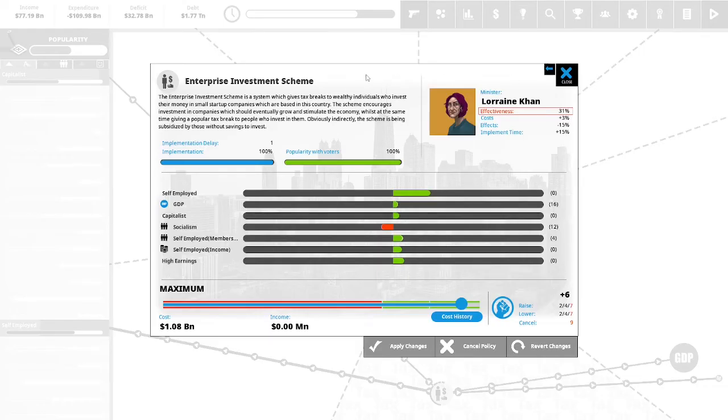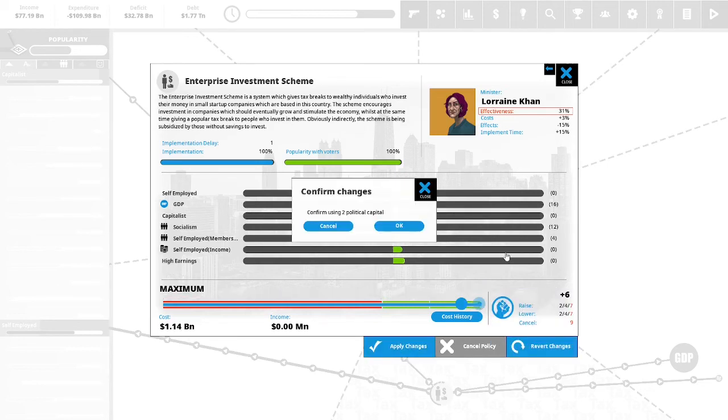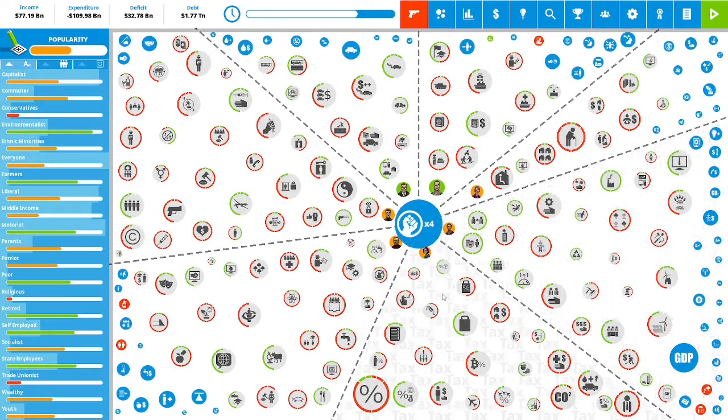Enterprise investment scheme. The enterprise investment scheme is a system which gives tax breaks to the wealthy individuals who invest their money in small startup companies which are based in this country. The scheme encourages investment in companies which should eventually grow and stimulate the economy, whilst at the same time giving popular tax breaks to people who invest in them. Obviously, indirectly, the scheme is being subsidized by those without savings to invest. This is 100% popular with the vote. Let us go all the way to the end and use 2 political capital. Let's apply the changes. We have 4 political capital to spend.